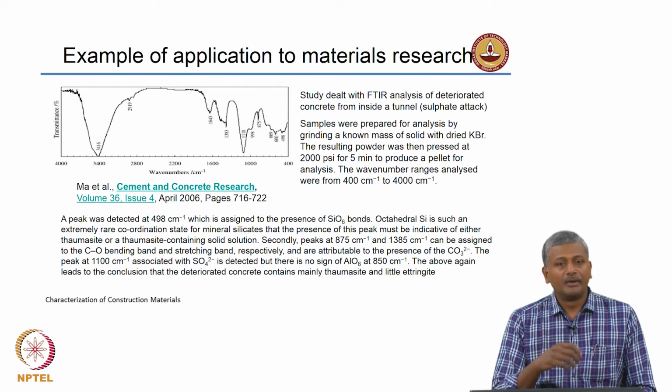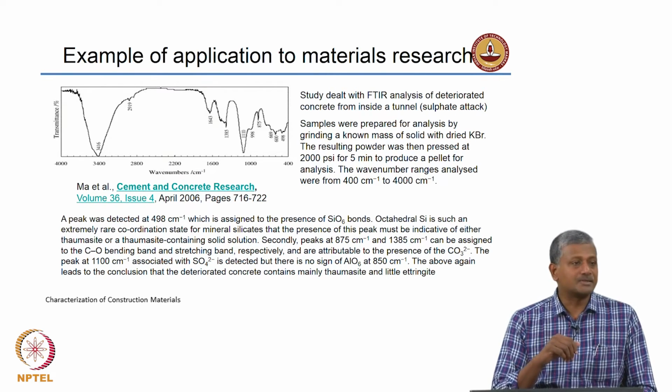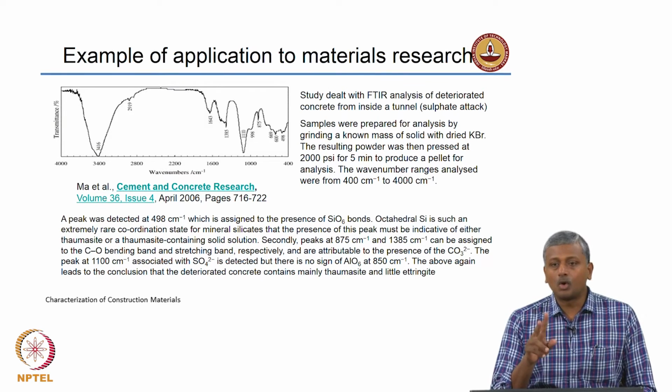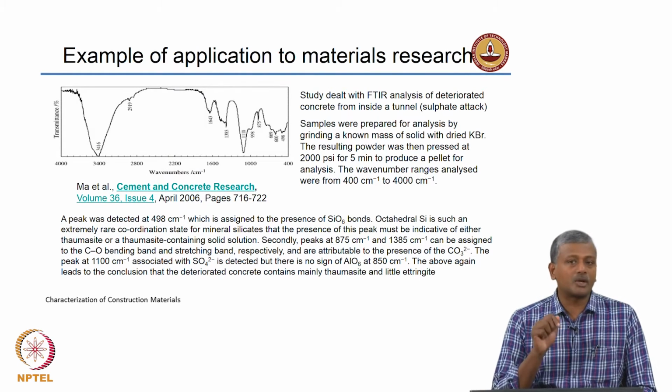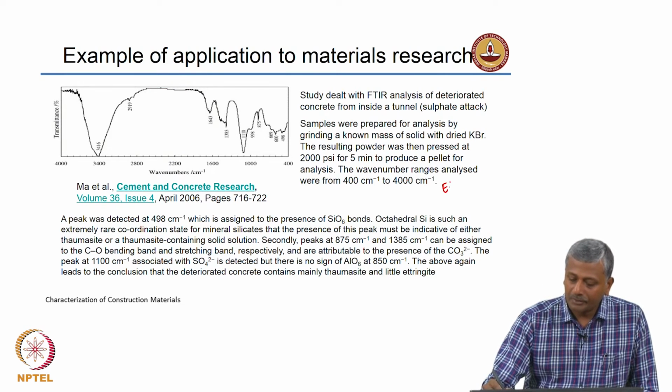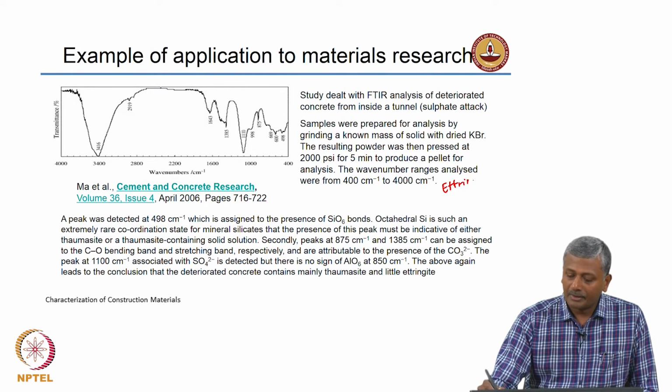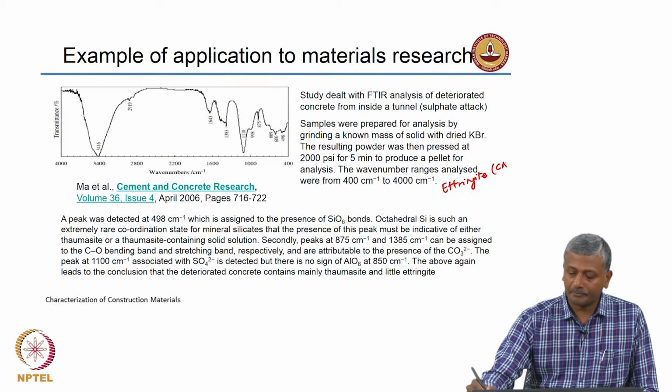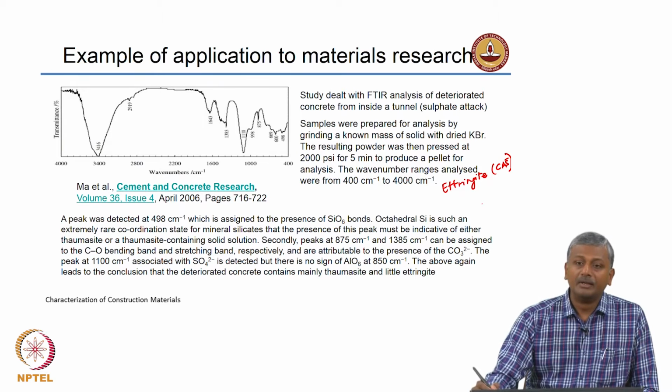Now, if you do an X-ray diffraction analysis, there are two compounds which can give similar locations of the peaks: ettringite, which we know is a calcium aluminum sulphate, and the other compound which can give similar peaks, called thaumasite.